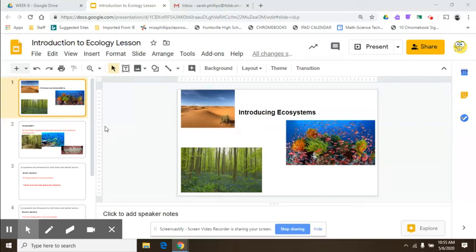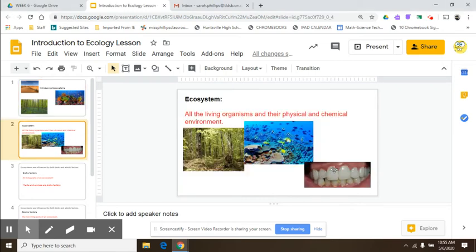So this is just a quick slideshow I made to introduce our new unit on ecosystems and ecology. All right. So an ecosystem is all the living organisms in an environment and their physical and chemical surroundings. So basically, I have a picture here of a forest. So it's everything that lives in the forest, but it's also the amount of light that the forest gets and the amount of water. And then I have a picture here of the ocean. So it's fish, coral, everything that lives in the ocean, algae, and then it's also, again, temperature, salt level, pollution, everything that affects the environment.